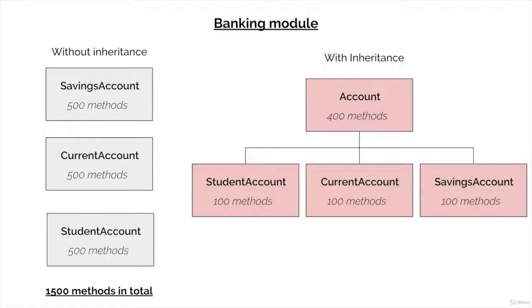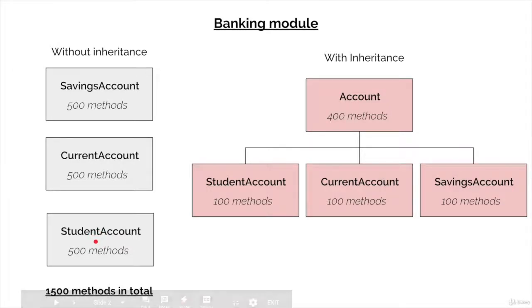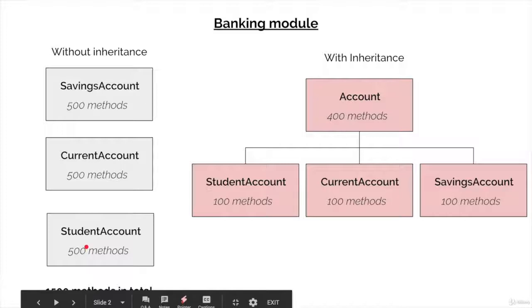In future, if a bank adds one more type of account, a senior citizen account for example, then without inheritance you have to create the senior citizen account as the fourth account and define all the methods again, like withdraw, deposit, validate user, everything.